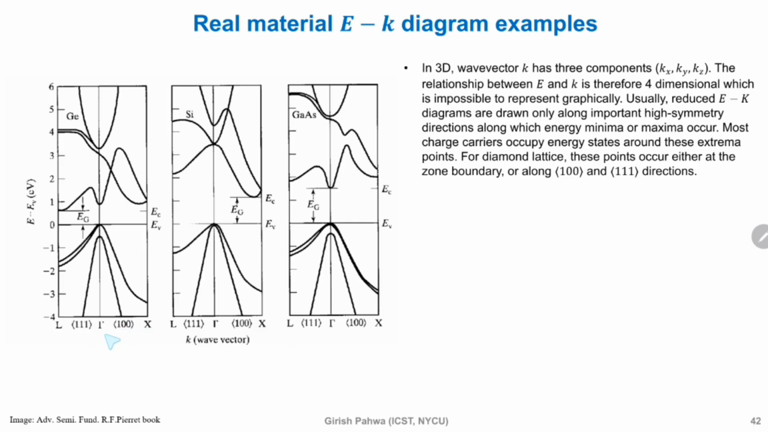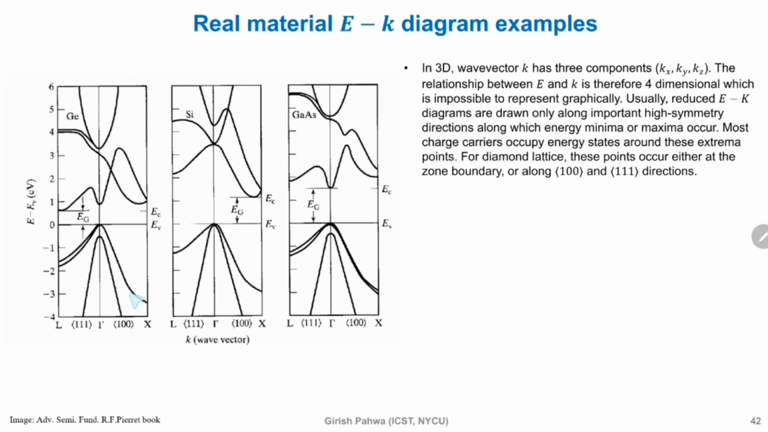Now what is the gamma x direction? It can be 1 0 0, 0 1 0, all of them are equivalent, so collectively we are writing 1 0 0. It means positive, negative, and all possible 1 0 0 directions. If you draw the EK diagram along those directions, that will look like this half part.